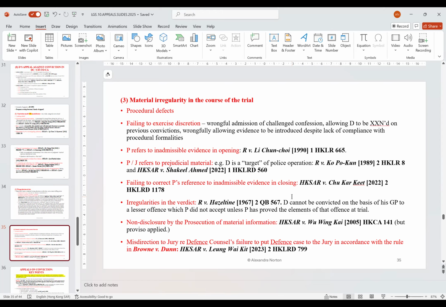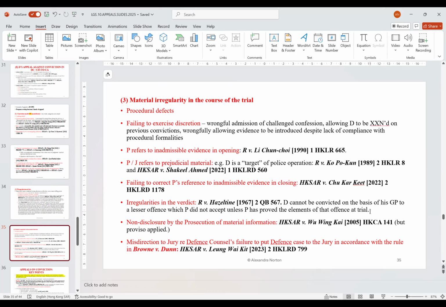And it was done in Shakil Ahmed by defense counsel specifically because the whole line of defense was that the defendant had been framed. So they said, having run that line of defense, having introduced the fact that he was targeted, you can't now complain about it on appeal. Failing to correct reference to inadmissible evidence in closing, that's a good ground of appeal as well. Irregularities in the verdict. We are familiar with the case of Hazeltine from our earlier SGS.